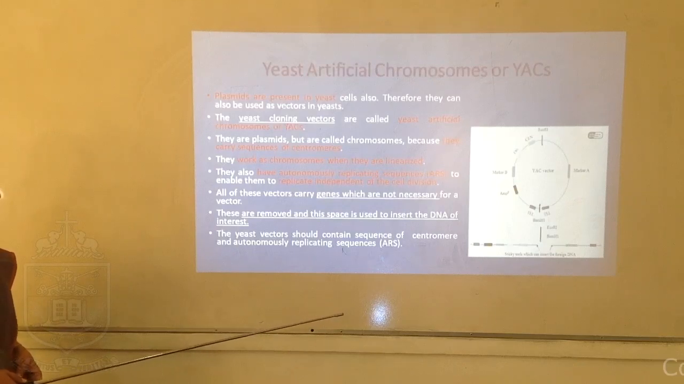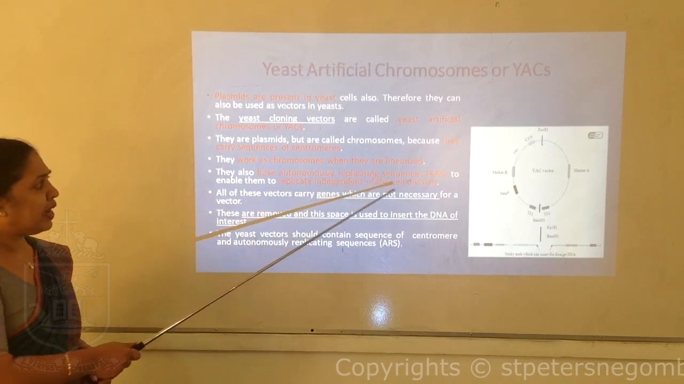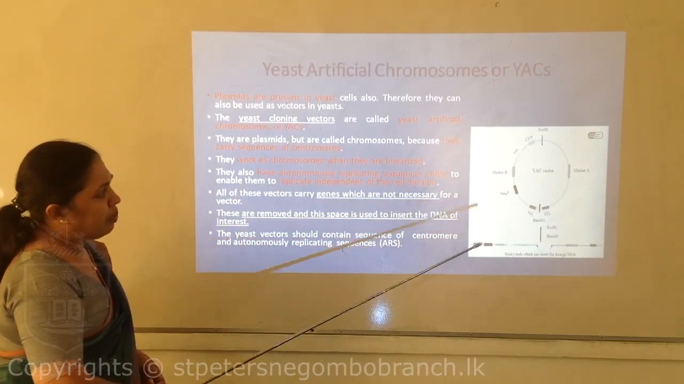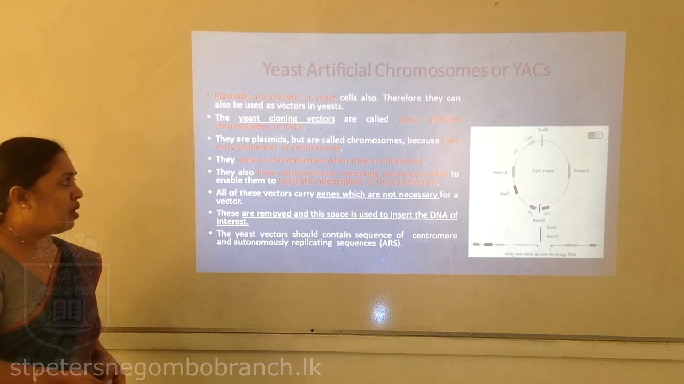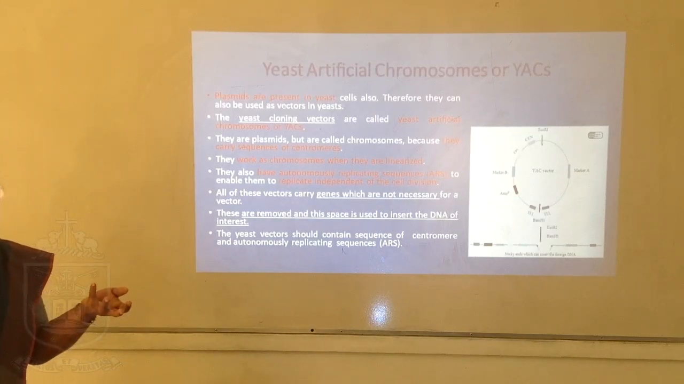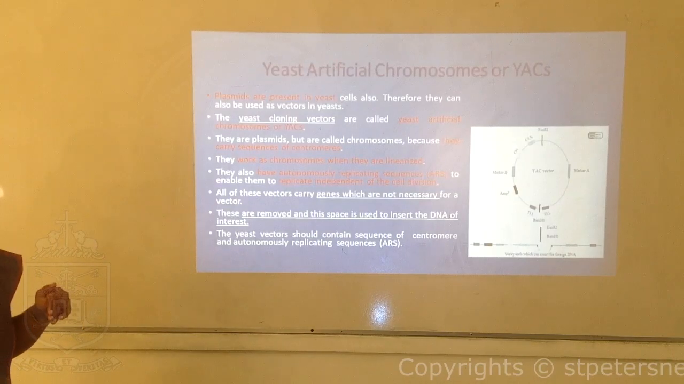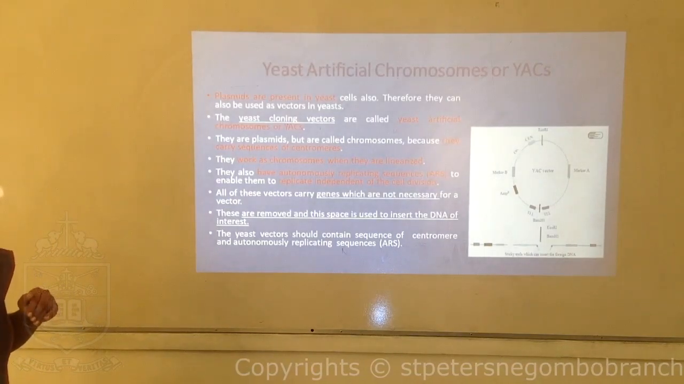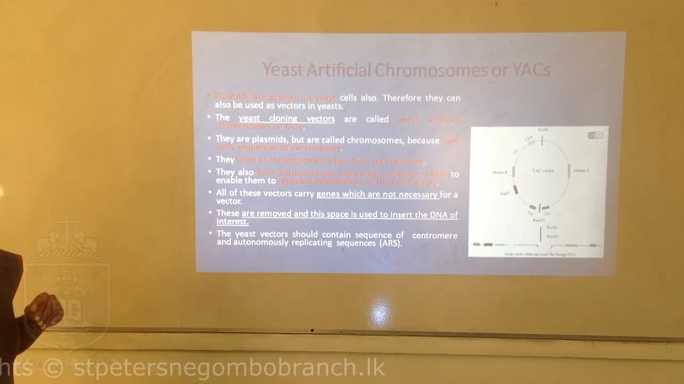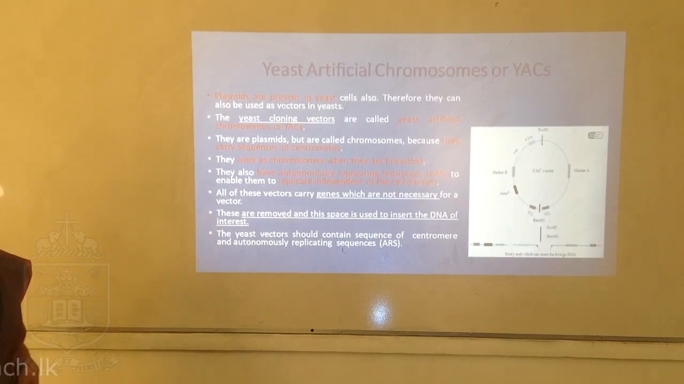And they also have autonomously replicating sequences or ARS. So they have some ARS sequences. It means other than cell division, they can replicate inside an organism. They have some sequences like that. Those are very important features in the yeast artificial chromosomes, and it is fulfilling all the criteria for a vector, so we can use it easily as a vector.